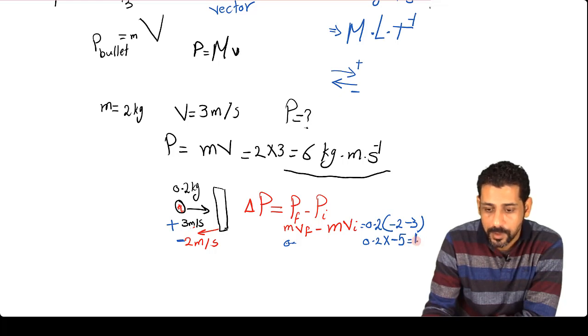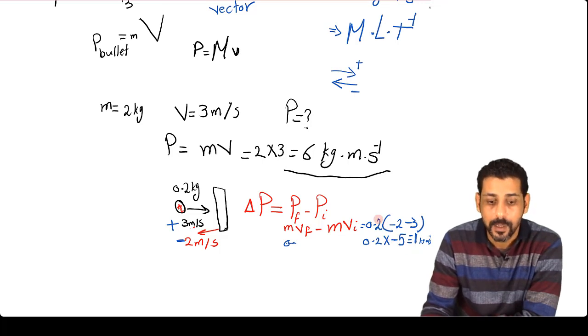So it's equal almost 1, or negative 1. Negative 1, and still the unit is the same. The unit is kilogram meter per second to the power of negative 1.